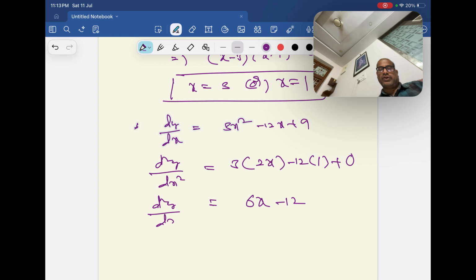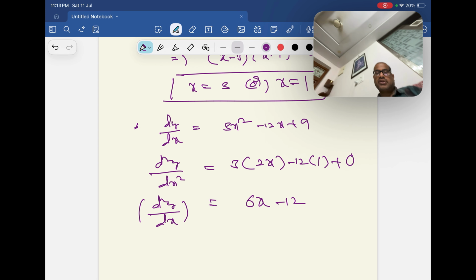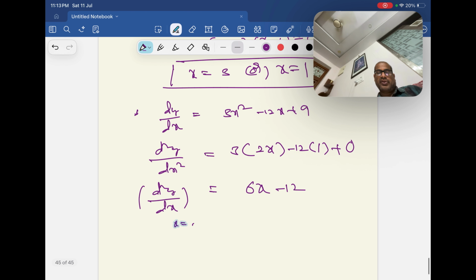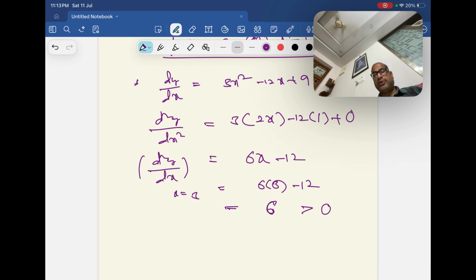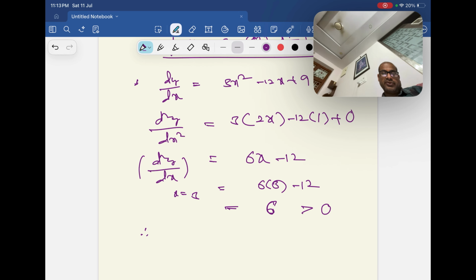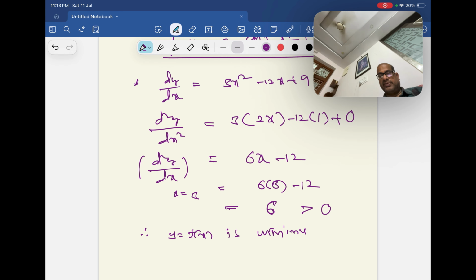Now find its value at those two values of x that you got. So for d square y by dx square at x equal to 3, you can calculate: 6 into 3 minus 12, 18 minus 12 is 6, which is positive. So the second derivative at x equal to 3 is positive. The function becomes what? Minimum. Therefore, y equal to f of x, the given function, is minimum at x equal to 3.